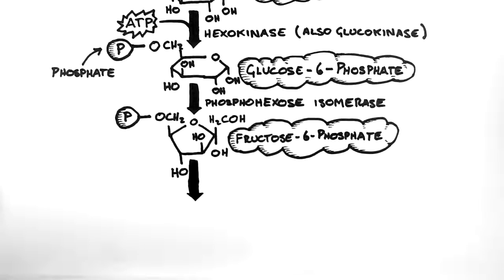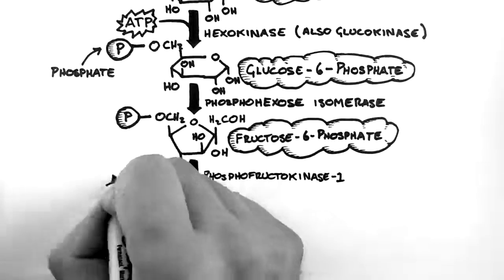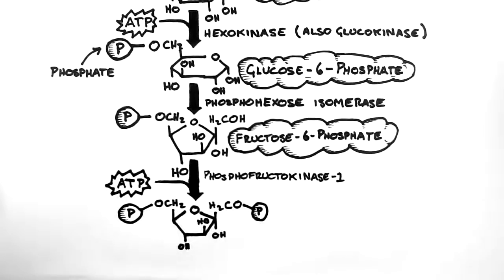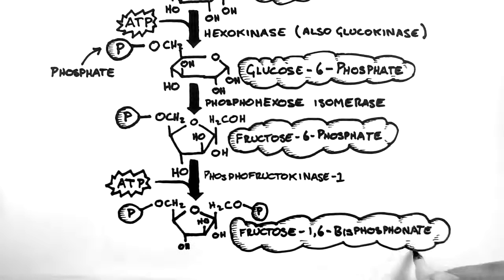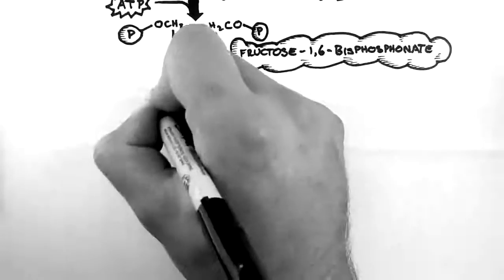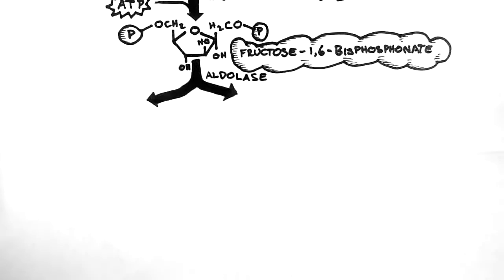Now we meet another kinase, phosphofructokinase 1. This enzyme attaches another phosphate group to our molecule, creating fructose 1,6-bisphosphate. Sorry, my mistake, that should read fructose 1,6-bisphosphate, not bisphosphonate. Anyway, moving on, the molecule is then split in half by fructose bisphosphate aldolase.